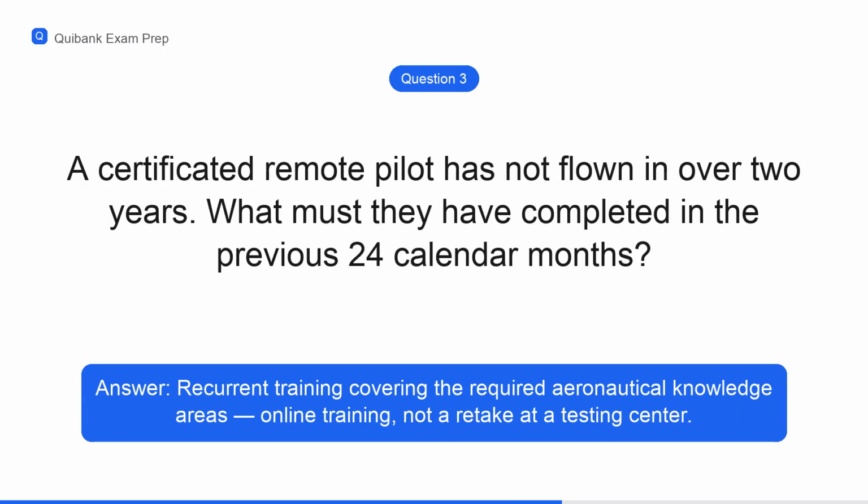Third, regulations. A certificated remote pilot has not flown in over 2 years. What must that person have completed within the previous 24 calendar months? Recurrent training covering the aeronautical knowledge areas required by the rule. Note that current is online training, not a retake of the knowledge test at a testing center.